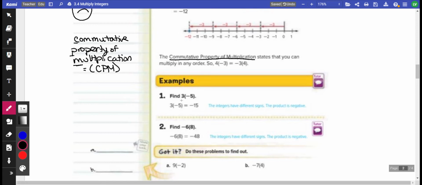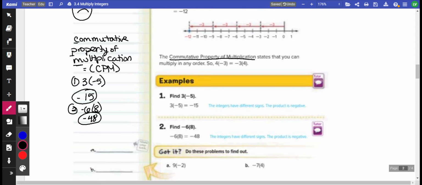So for number 1, we're going to find 3 times -5. Well, I know that 3 times 5 gives me 15. And a positive times a negative, that's a negative. So my answer is -15. For number 2, -6 times 8. Well, I'm going to start with the 6 times 8, which is 48. And I have a negative times a positive, which is going to give me a negative. So my answer is -48.